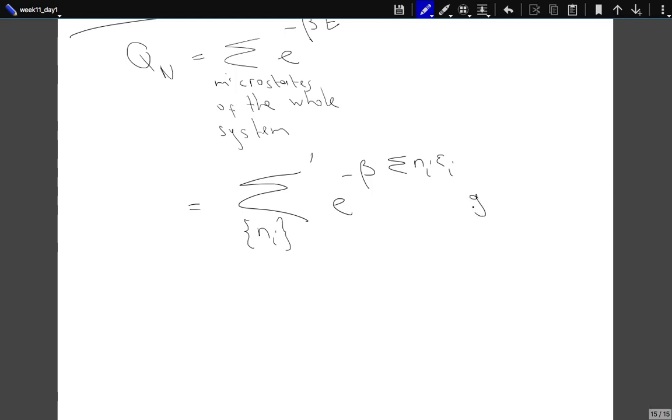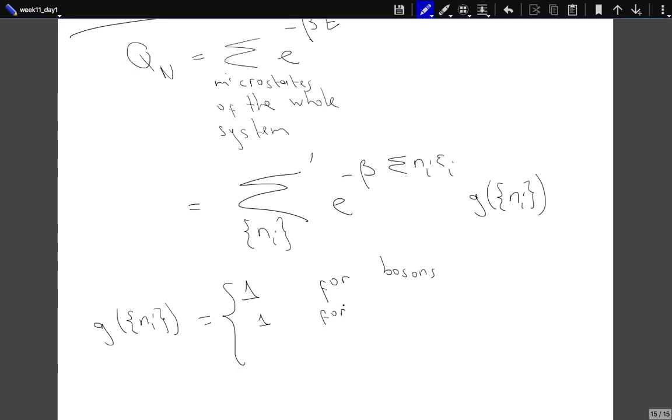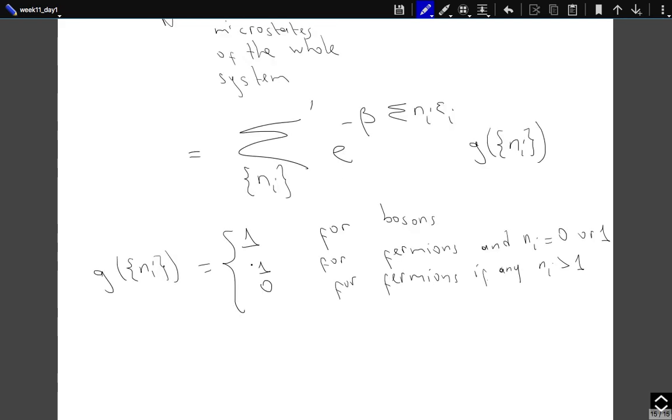Now, in the book at least, the author inserts some statistical factor, g_{n_i}, and he says that this g_{n_i} is equal to 1 for bosons and 1 for fermions if n_i is equal to 0 or 1, and 0 for fermions if any n_i is larger than 1, and 1 over n_1 factorial, n_2 factorial, etc. for Maxwell-Boltzmann. It basically takes into account all possible cases.